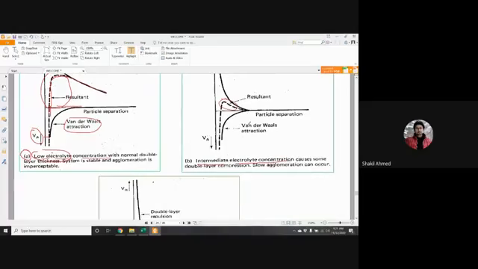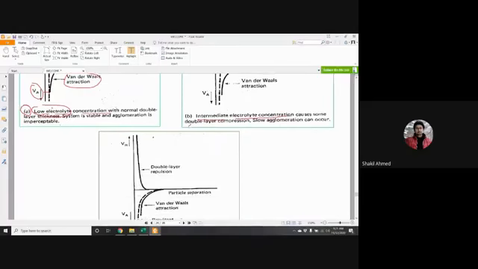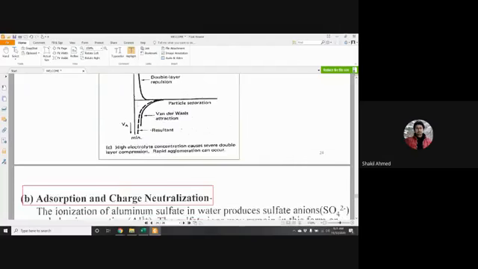Now, if you even further increase the electrolyte concentration, to high electrolyte concentration, then the particles will be even closer to each other.